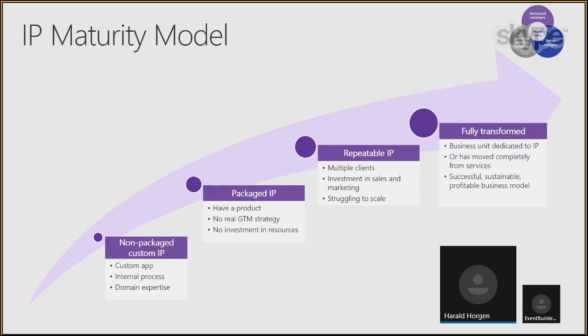And then the fourth phase in the maturity model is that a company is fully transformed. Typically at that level, they have a business unit dedicated to that product. It's very difficult to just bolt it onto the existing business and expect it to be successful. Or we've seen many companies, Nintex is a poster child for this, where they've moved away from the services business completely, sold off the services, and they've just become an IP company.